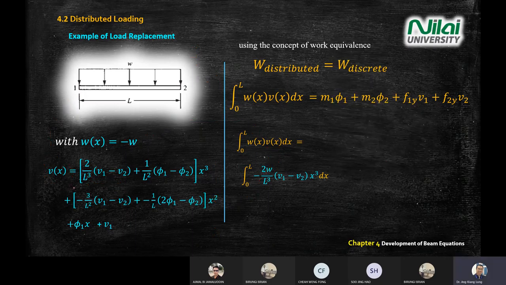So I demonstrate the first point I derive from the equation. The first one, I put the W. So W is negative W, that's why you see a negative W here. Then the next one is V(x). I put the first one first because it's a lengthy equation. So the first term is 2 divided by L cubed, (V1 minus V2), remember to pull this in here. As a result, you get this: 2 divided by L cubed, (V1 minus V2), x cubed, and then dx.